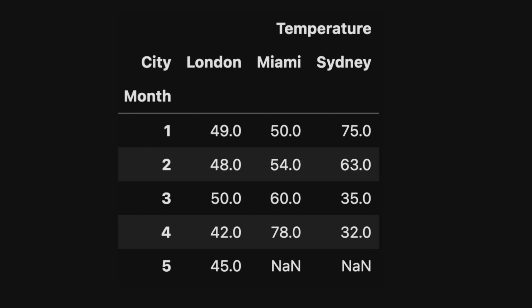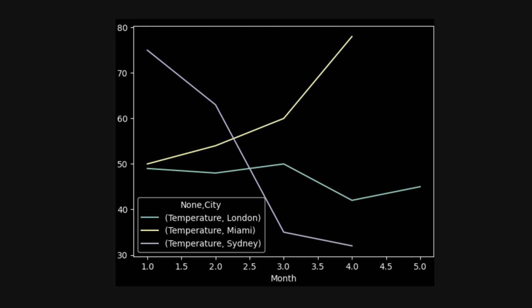Now, it's much easier to see the monthly trends, and we can also call .plot to visualize the trends. You'll clearly see the increasing temperatures in Miami and the decreasing temperatures in Sydney, which wasn't at all obvious from the original data. You might have also noticed that temperatures for Miami and Sydney are missing in month 5.